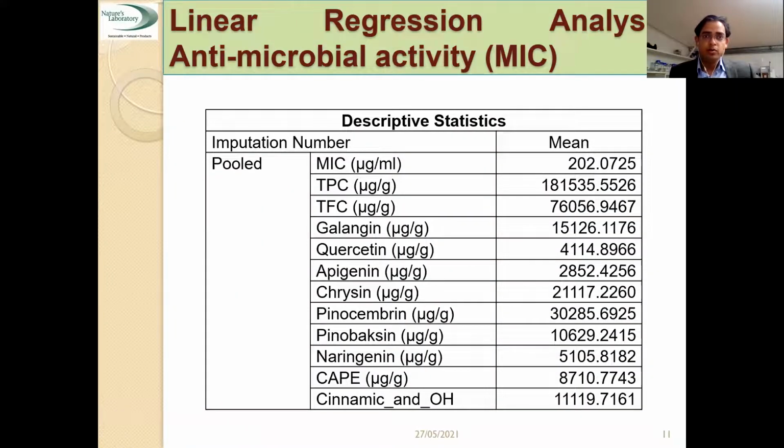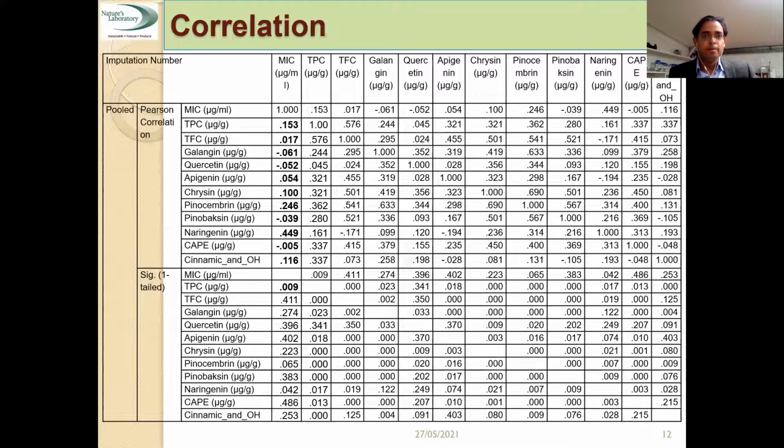For antimicrobial activity, linear regression analysis was performed, and these are the mean values we found. I will not describe these tables in detail, and I will directly go to the results and explain them.